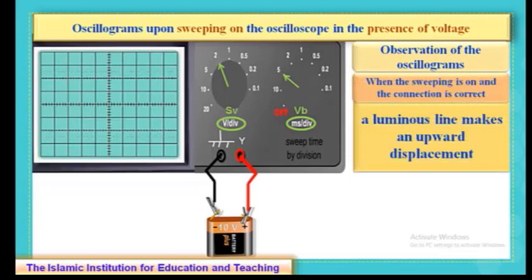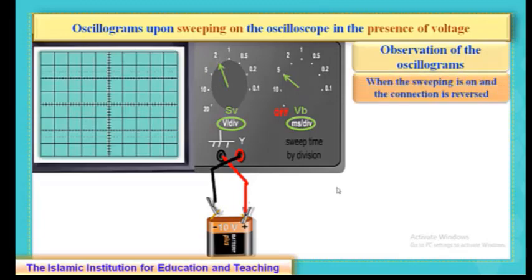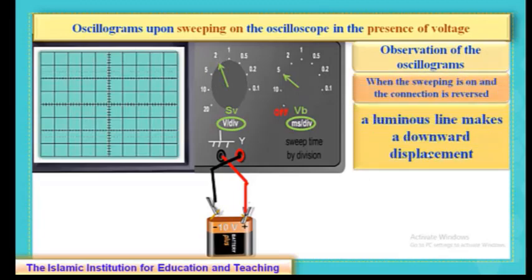Now, when we reverse the connection, with the phase terminal connected towards the negative pole of the dry cell and the ground terminal connected towards the positive pole, the luminous line starts to move downward and it moves downward more and more as the SV decreases and becomes unseen at 2 volt per division. So when we sweep on the oscilloscope and the connection is reversed, the luminous line makes a downward displacement.